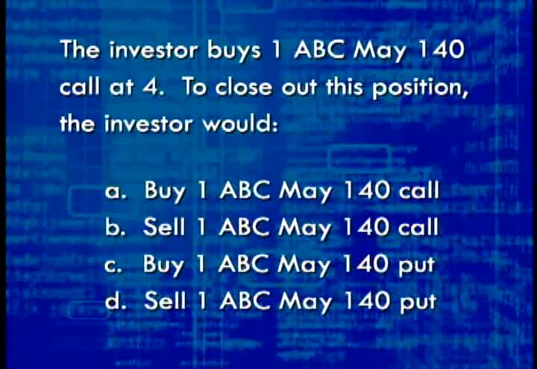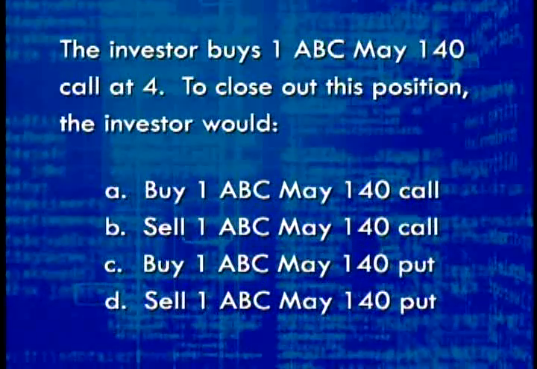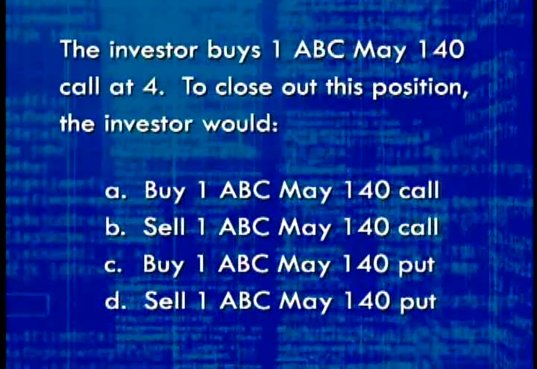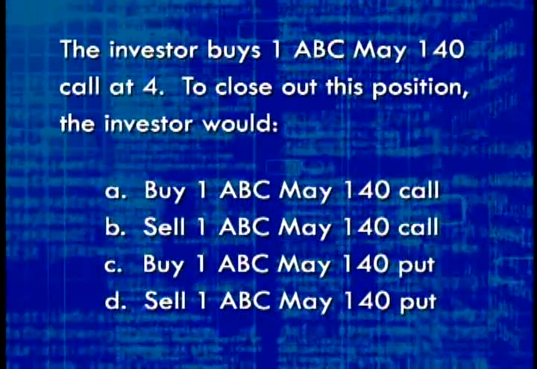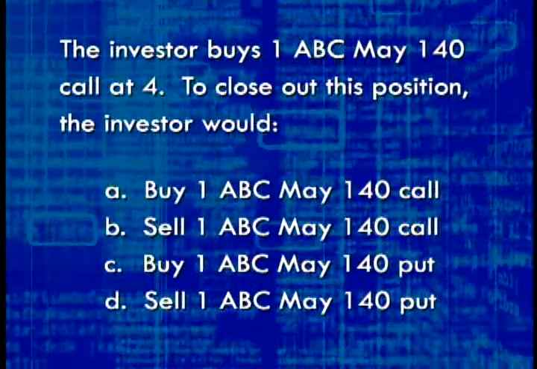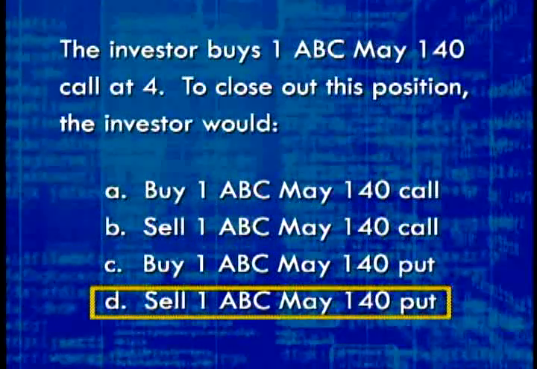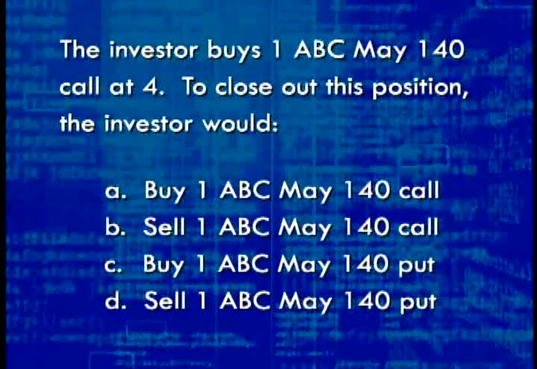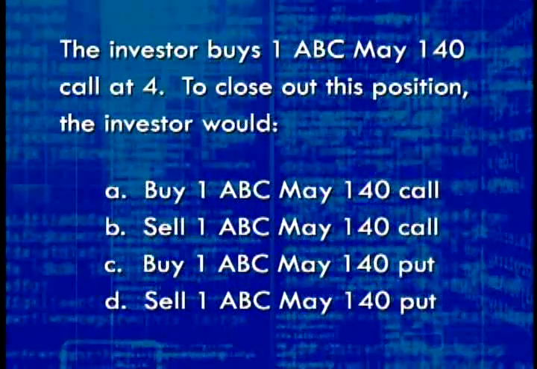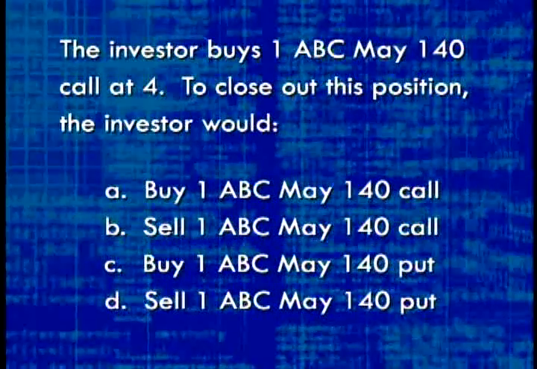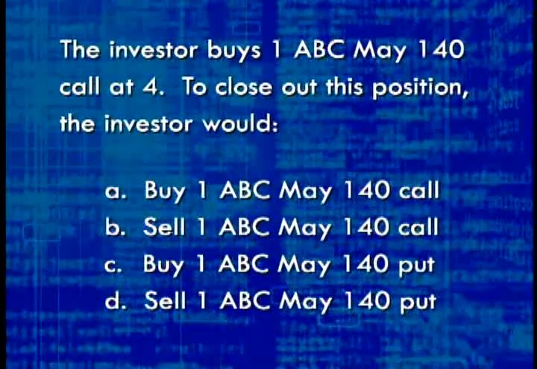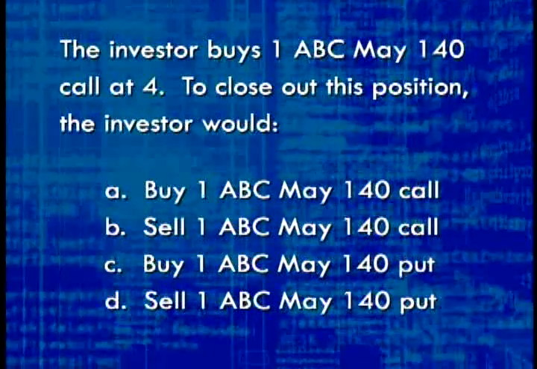So notice in this situation, the buy choices are eliminated because you have to sell to close when you buy to open. Whereas in this particular case, we would also eliminate this one because this is for a put option. If you were to close out a call option by selling it, it has to be related to the call option that you bought in the first place. You can't close out a call option by selling a put option. Let's look at one more example.